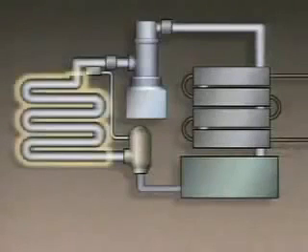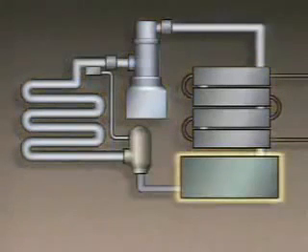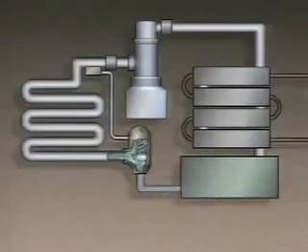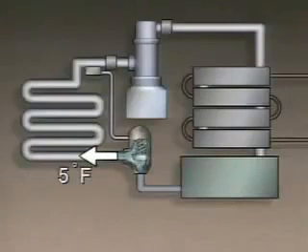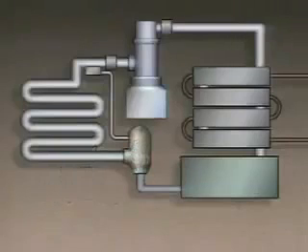The main components are an evaporator, a compressor, a condenser, a receiver, and an expansion valve. When the expansion valve is open, it allows the liquid refrigerant to expand into an area of low pressure. The refrigerant that leaves the valve is in the form of a liquid vapor mixture. This expansion causes the pressure and temperature of the refrigerant to drop. In this system, the refrigerant that leaves the expansion valve is at a temperature of about 5 degrees Fahrenheit and a pressure of about 25 psia.